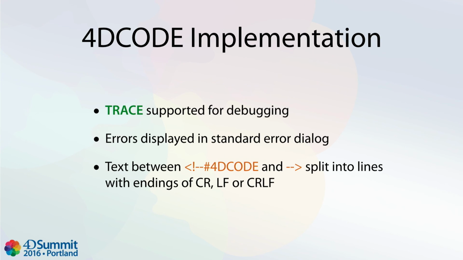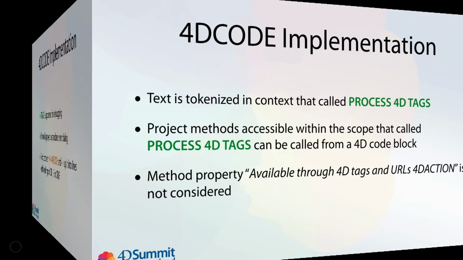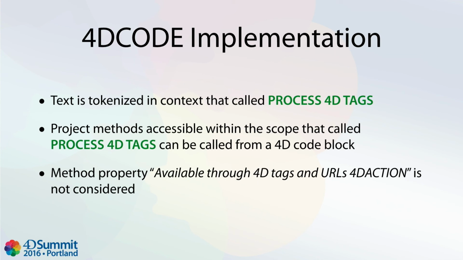Trace is supported. Errors are displayed in the normal error handling way, as if you've encountered an error in a project method. The text between the 4D code tags must be split into lines using either carriage return line feed or carriage return. The text in the template is tokenized before it's processed in the same context in which process 4D tags is called, which means any local variables you may already have in that method will be honored and can be addressed right in this code.